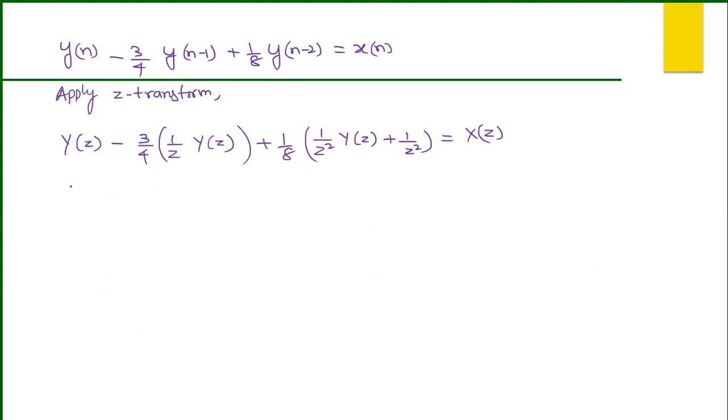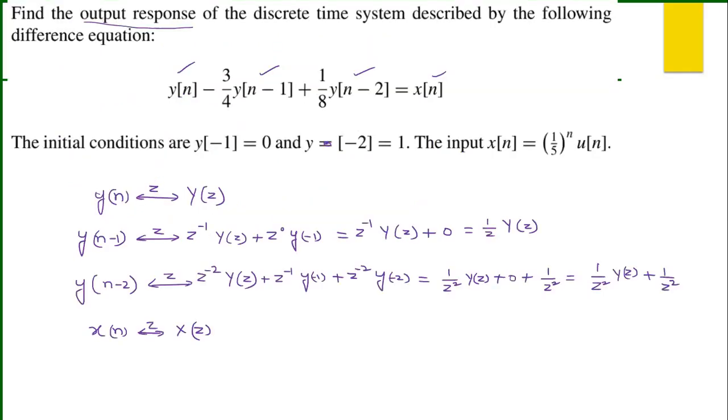Now you can take y of z as common. First, again I will write one more equation, one more line. Y of z minus 3 by 4 z into y of z plus 1 by 8 z square into y of z plus 1 by 8 z square equal to x of z. What is x of z? X of n is 1 by 5 whole power n into u of n. What will the z transform become? 1 by 5 whole power n u of n is z by z minus 1 by 5.